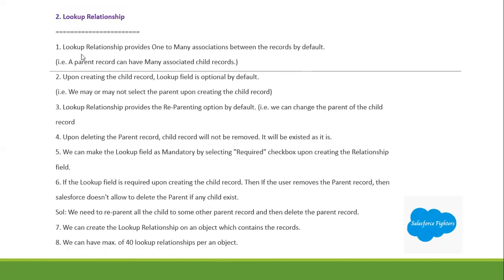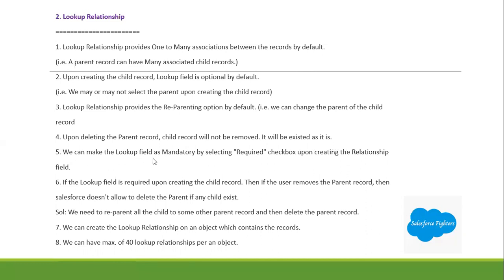Lookup relationship. Lookup relationship provides one-to-many association between the records by default. A parent record can have many associated child records. Upon creating the child record, the lookup field is optional by default. We may or may not select the parent when creating the child record. Lookup relationship provides the reparenting option by default. We can change the parent of the child records. Upon deleting the parent record, child records will not be removed. They will exist as they are.